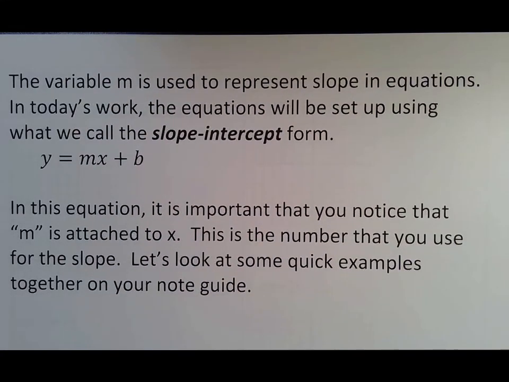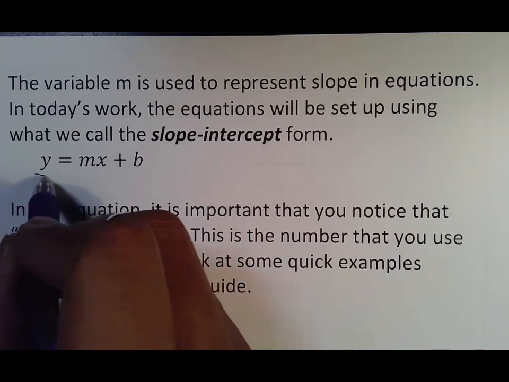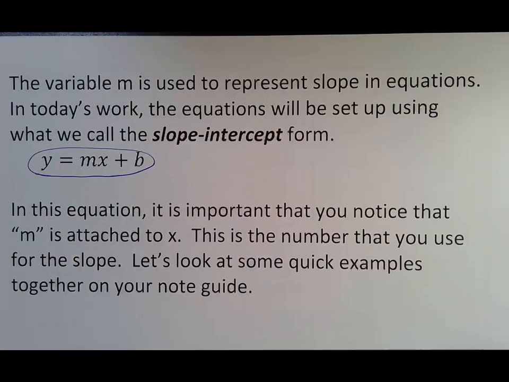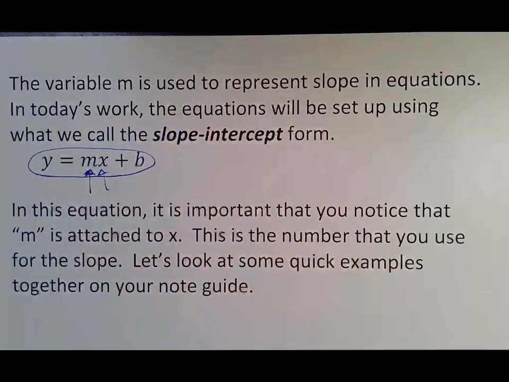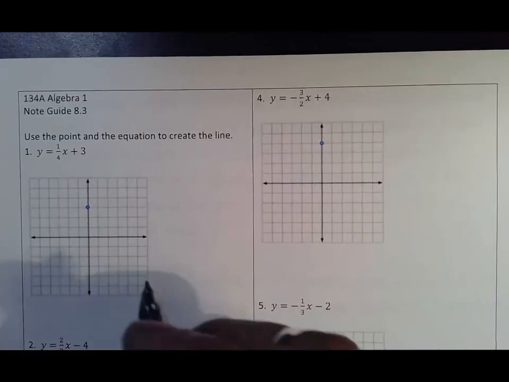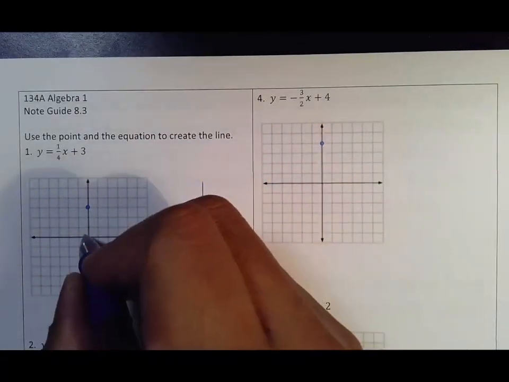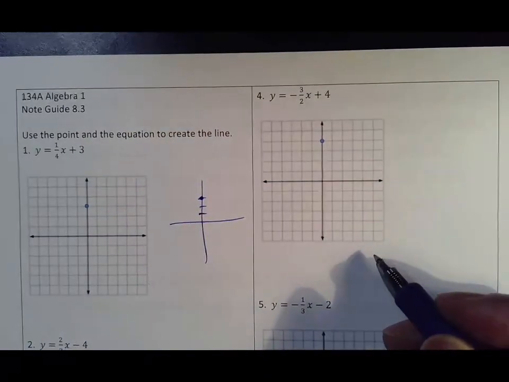In today's work, the equations will be set up using what we call slope-intercept form. You might want to write this down, at least the formula, which is y equals mx plus b. In this equation, notice that our slope, m, is attached to x. Whenever you're looking for slope, look to see what number is attached to x. Hopefully you have the note guide and some paper to copy these things on. If you're copying this, recognize that you went 3 up, so go 3 up and put a dot, and go from there.